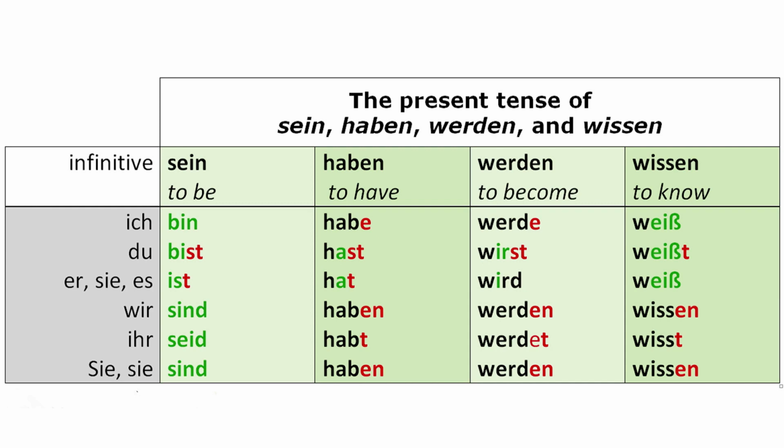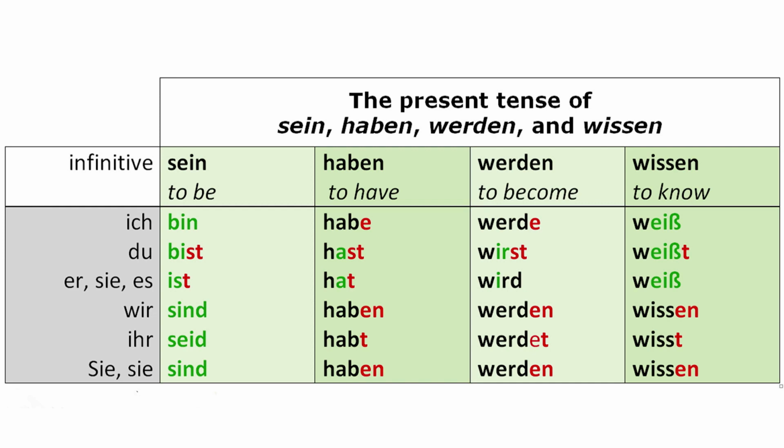Okay. Again, I am repeating, to be and to have. Ich bin, du bist, er ist, sie ist, es ist. Wir sind, ihr seid, sie sind. Ich habe, du hast, er hat, sie hat, es hat. Wir haben, ihr habt, sie haben.